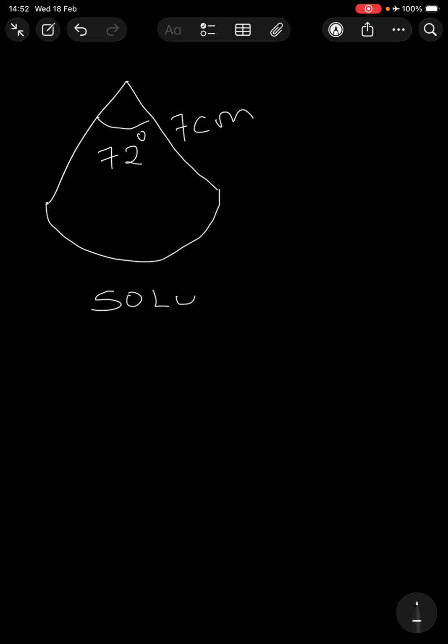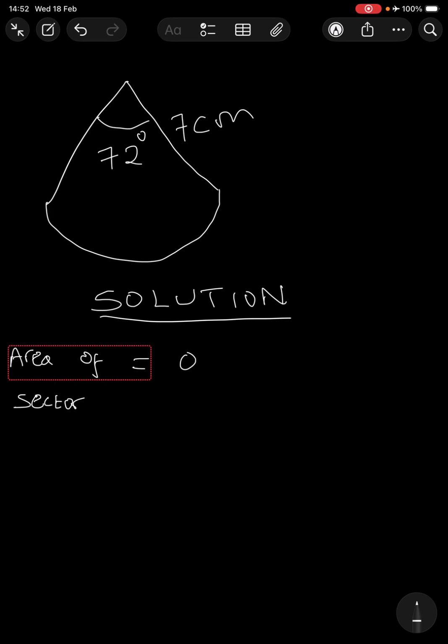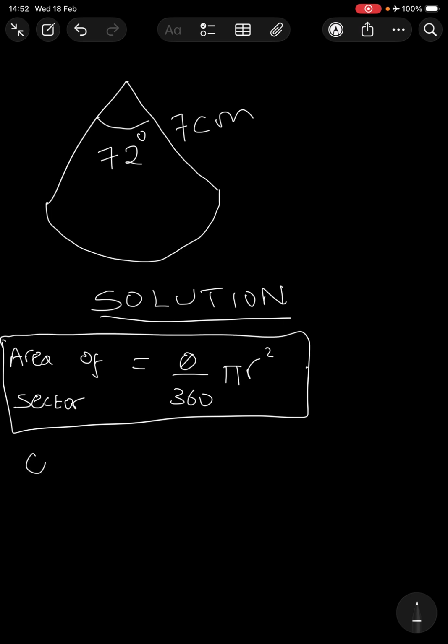So step 1, write the formula for calculating the area of a sector. So area of a sector is equal to theta over 360 times pi r squared. So this is the formula. So what is our theta? Our theta is the angle. I said theta represents the angle. So the angle is 72 degrees. Radius represents 7 centimeters.